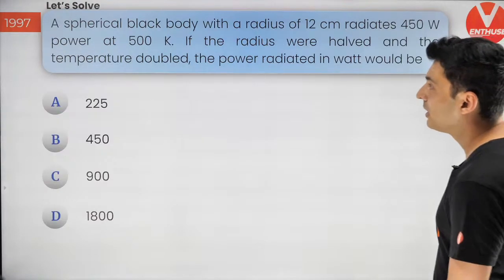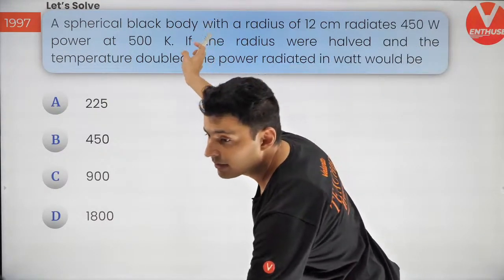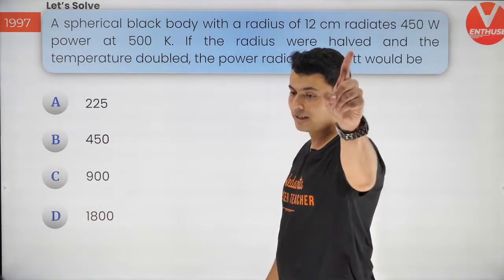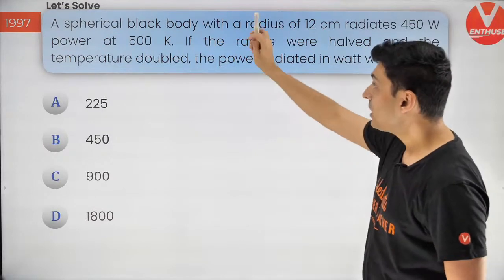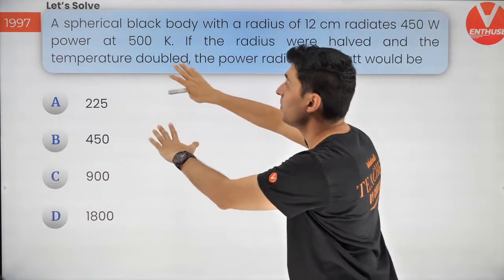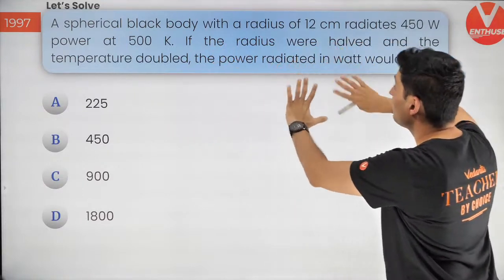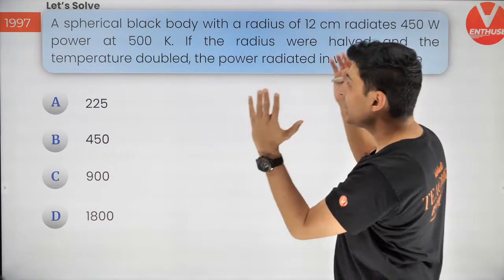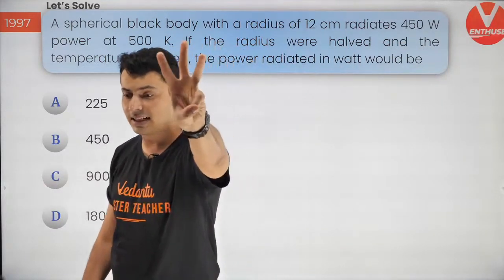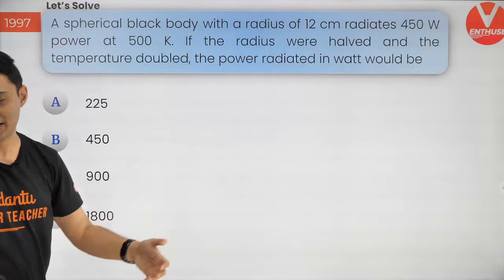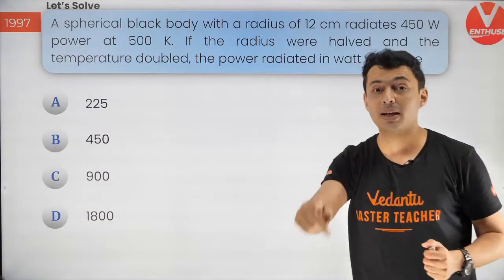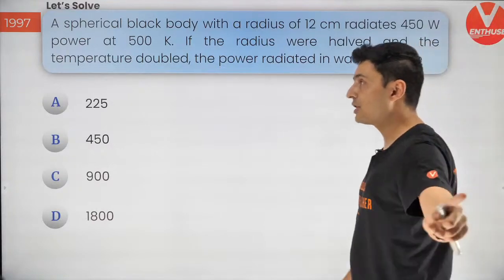Okay, let's get going. There is a body. Ice to water should be zero slope. Correct. There is a body of some radius, 450 watts, this much power at 500 Kelvin. If radius is halved and the temperature is doubled, what is the new power? This question should be solved in 30 seconds. Let's see how many of you can do this. Trust me, it's very easy. Directly based on formula, ratio, proportion.